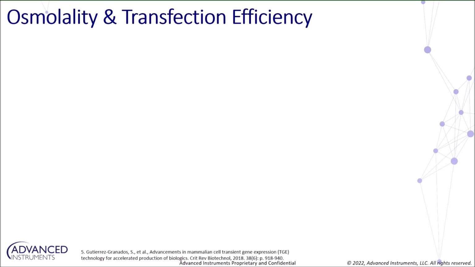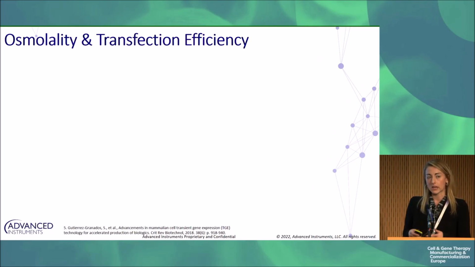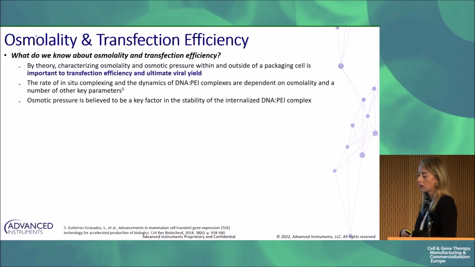Next, I wanted to talk about transfection efficiency. So there isn't as much evidence, as much literature around this application with osmolality, but I still think it's worth talking about. What do we currently know about osmolality and transfection efficiency? So by theory, by characterizing that osmolality, that osmotic pressure within and outside of a packaging cell, it's going to be important to that transfection efficiency and viral yield.